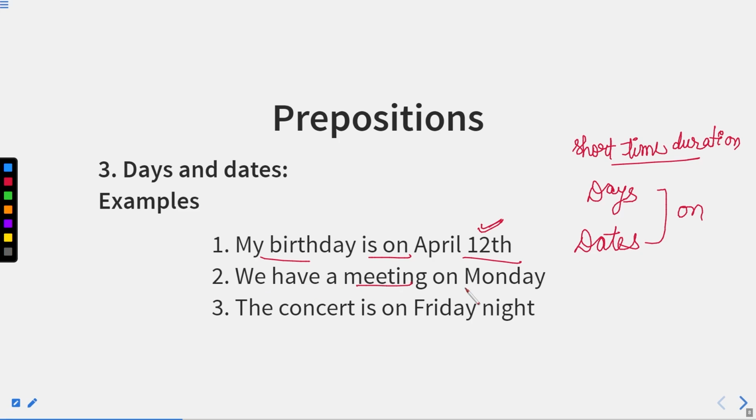Well, we have a meeting on Monday. So Monday is a day, and for showing that particular day, we can use on. For example, he's coming on Diwali. Now, Diwali is a particular day or a particular date, so we can use on for that festival as well. The concert is on Friday night. So we are talking about a day over here, so we can use the preposition on. Now, if there is any short time duration, we can use the preposition on, even for festivals, or if we make any day particular, in the sense that it is only for a short particular time, we can use on.